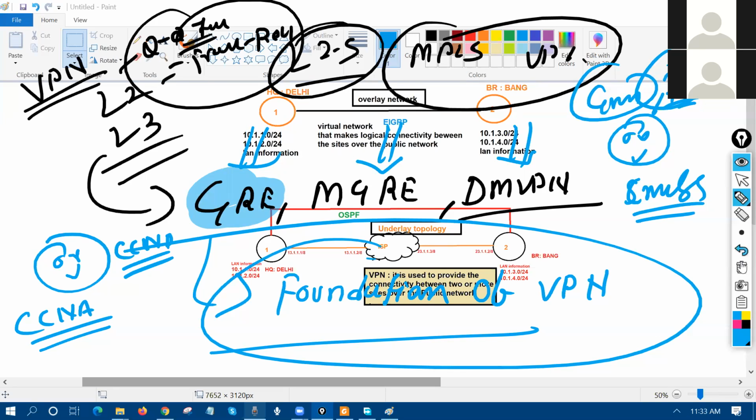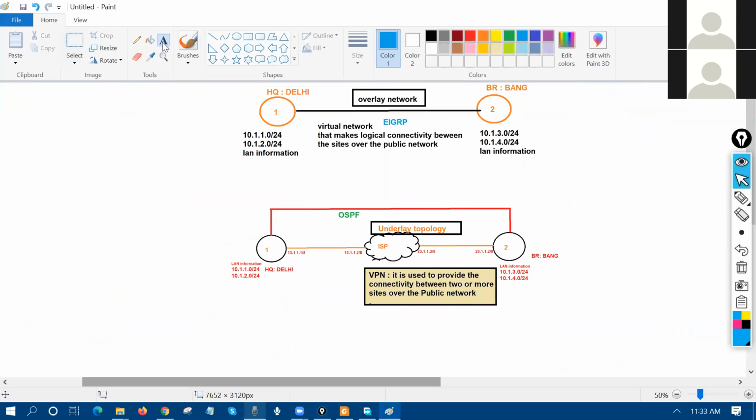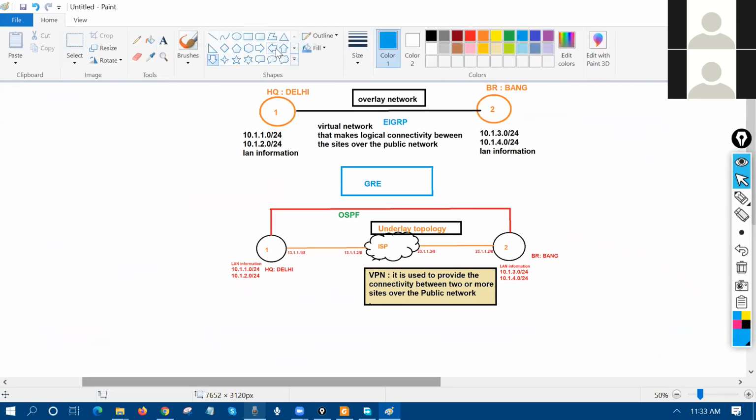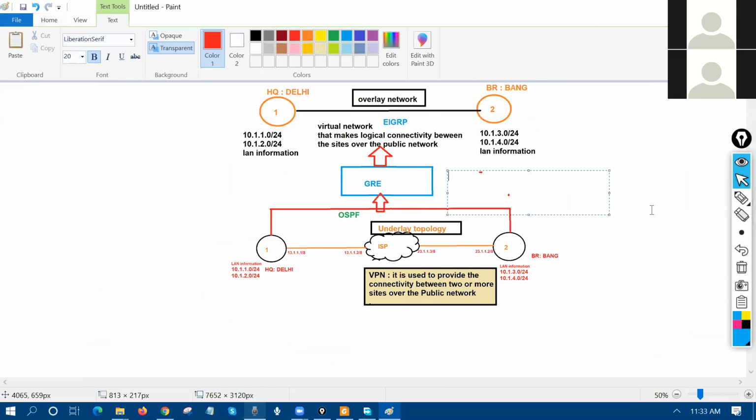So I'm going to implement the GRE, and by using the GRE, I'm going to achieve this topology. So this is the GRE I'm going to implement over there, and through the GRE I'm going to achieve this topology. So GRE is one of the VPNs.